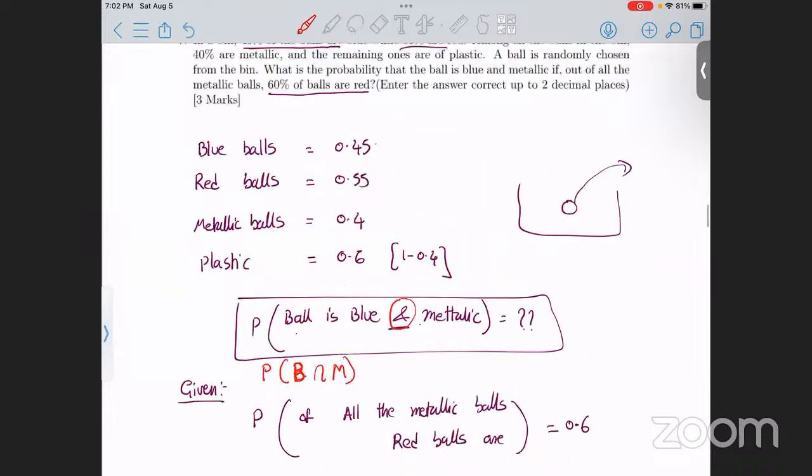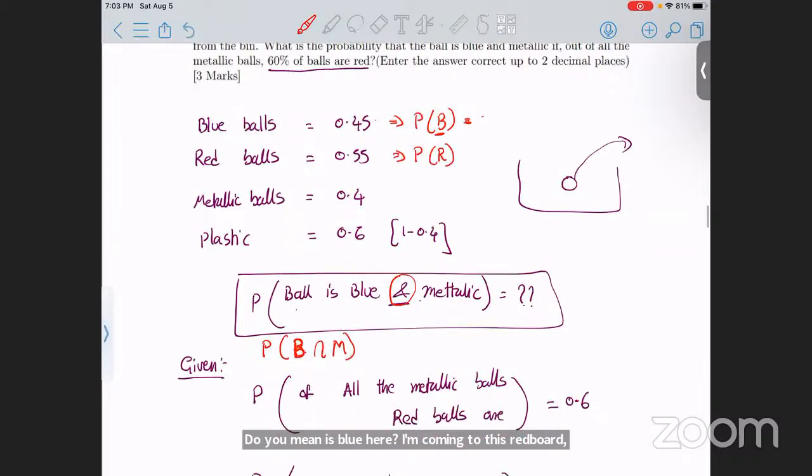Metallic means M. So we will give you a coding here now. Blue balls. Probability of blue ball. So let B be blue. P of B, B means blue here, is equal to 0.45. I'm coming to this red ball, P of R. I'm coming to this metallic, P of M. I'm coming to the plastic, P of P.